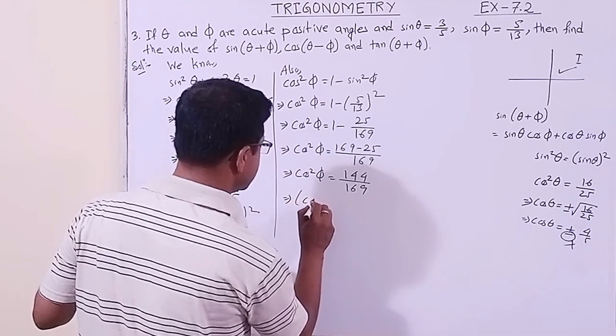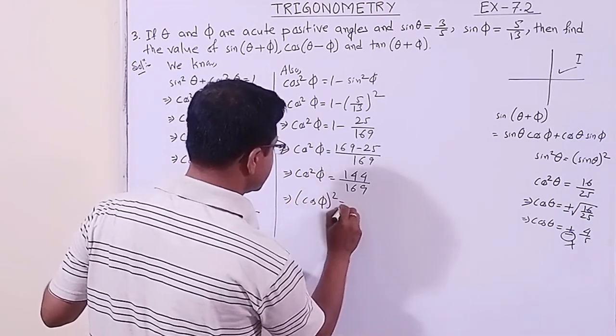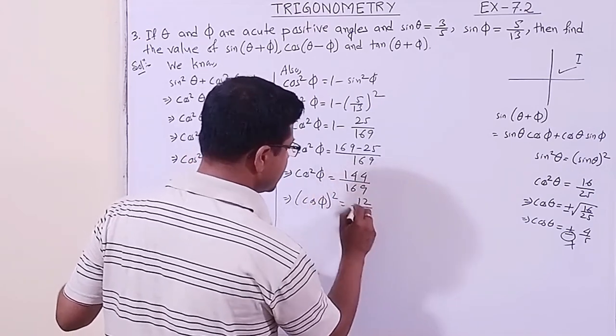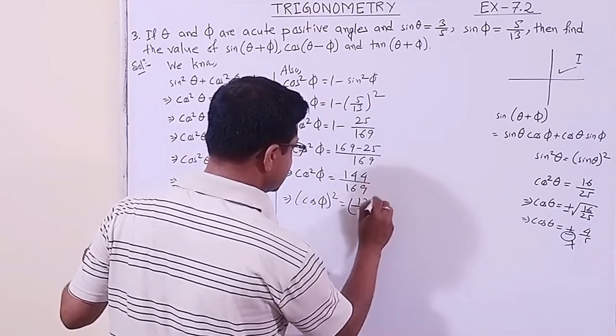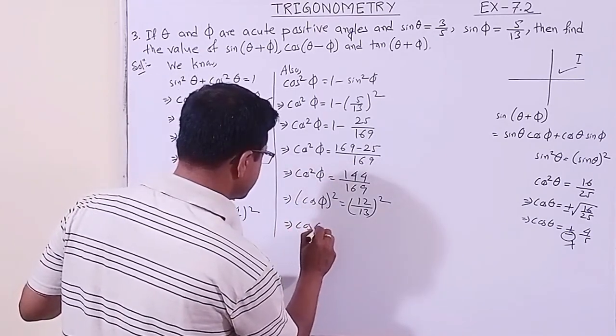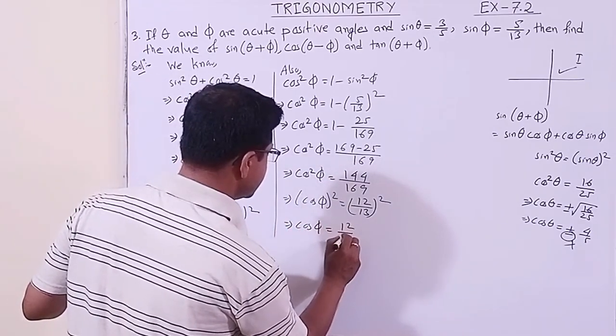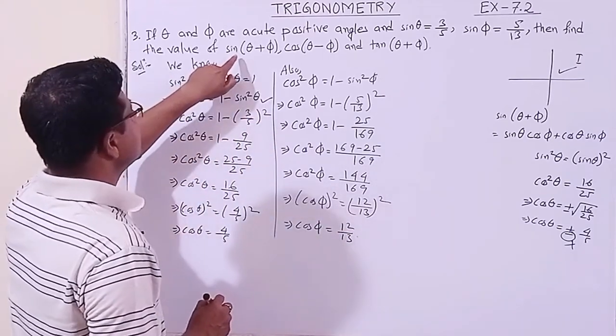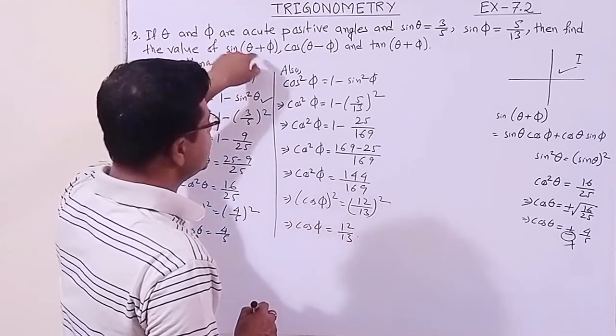So we shall write like this: cos phi, its square, and it will be 12. 12 square is 144, 13 square is 169. Okay, let us remove square from both the sides. Cos phi equal to 12 by 13. Okay, now we'll find the value of this. For this we have to wrap this part.